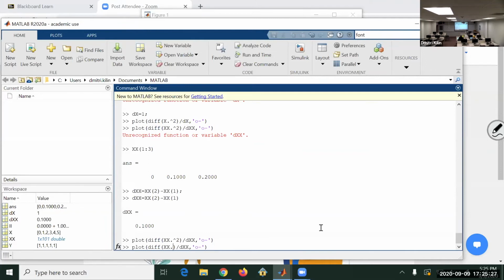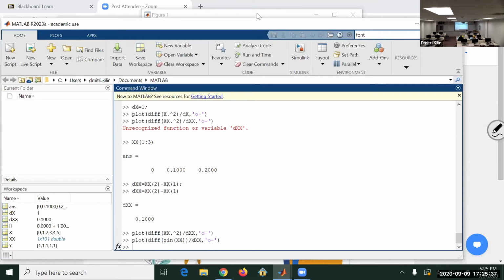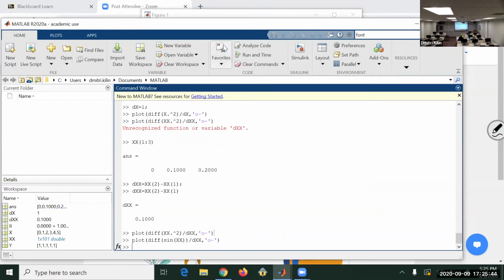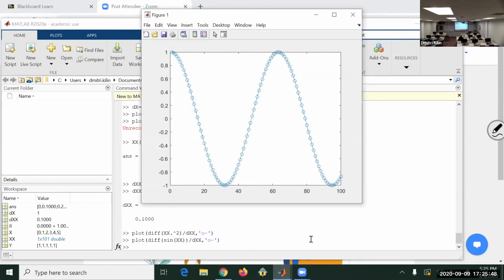What is the derivative of sine function? Let's check. So cosine starts with 1. Oh, and we can start with 1 in 0, right? It goes down and goes up.